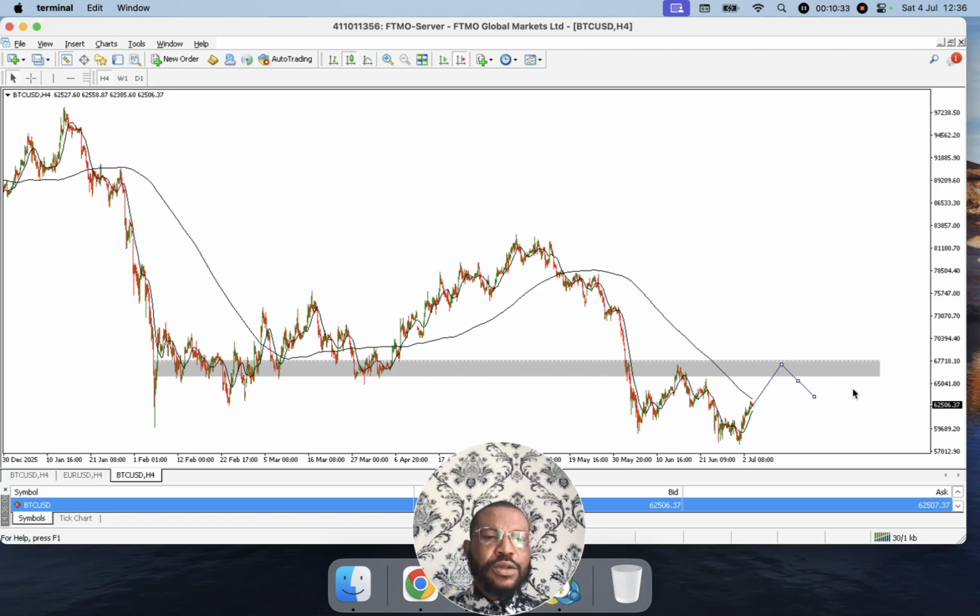So long story short, in the coming days, what we'll be waiting for on the BTC/USD is for price to rise into this area, anywhere into this zone.